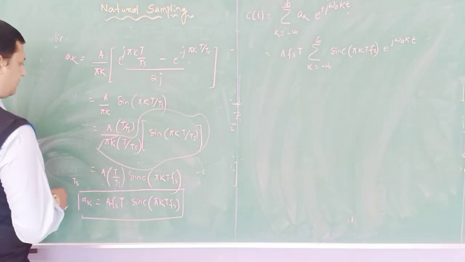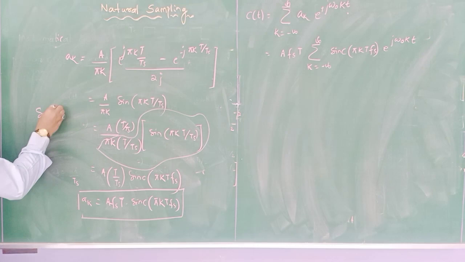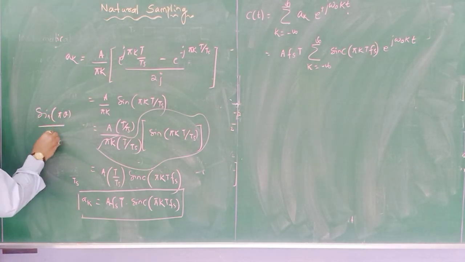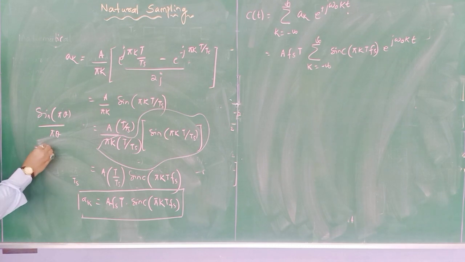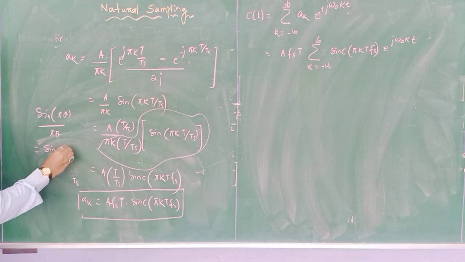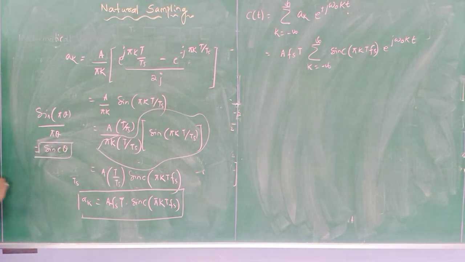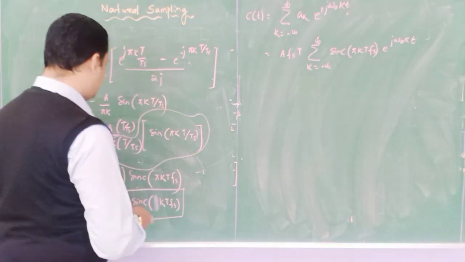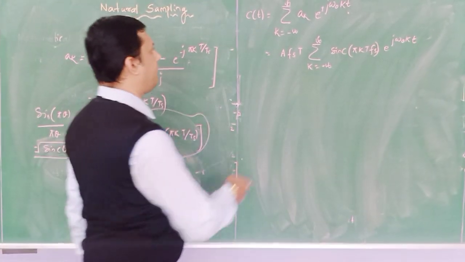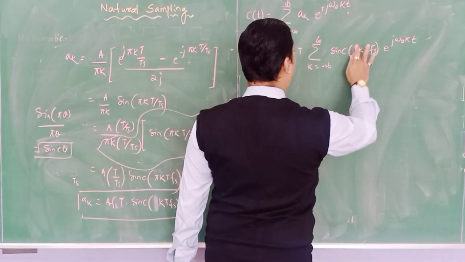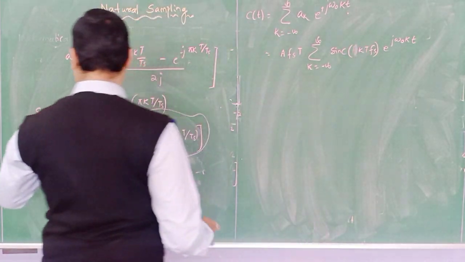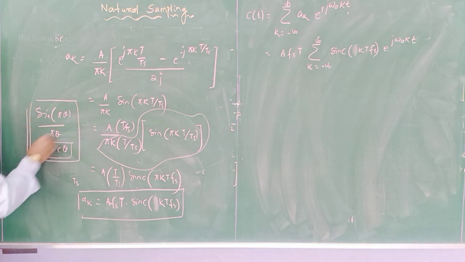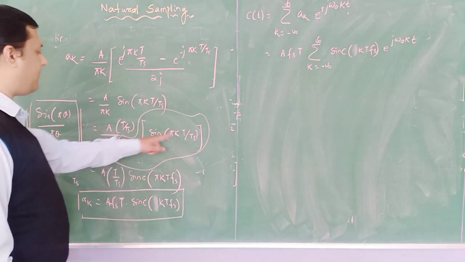So it is sinc theta, which is sin of pi theta divided by pi theta. Here I will not include pi, so it is sinc of k t into fs. This is the property for your sinc function. So we need not include these pi terms.